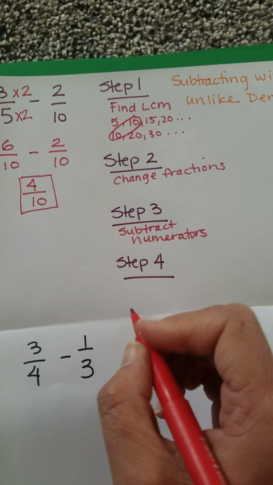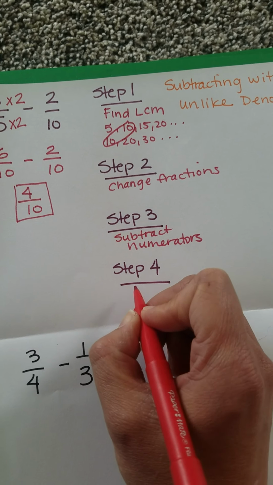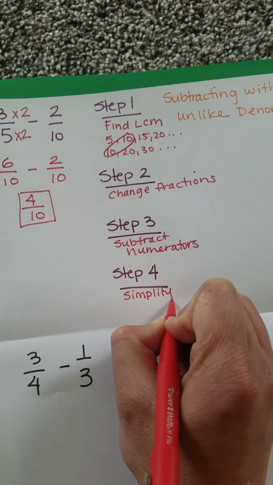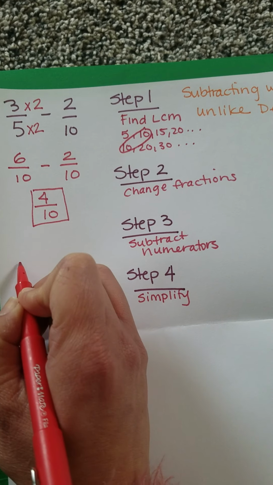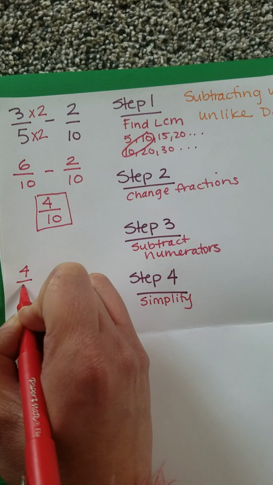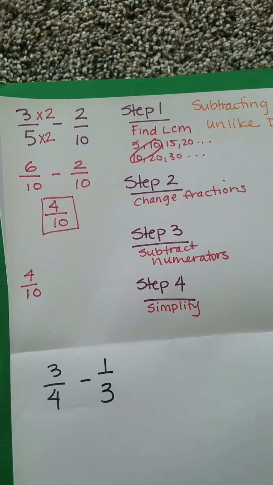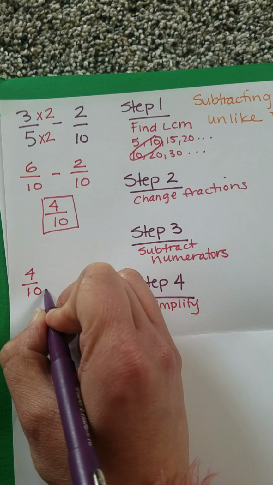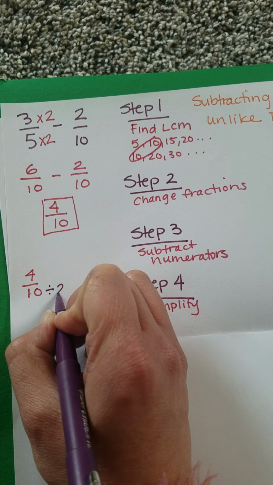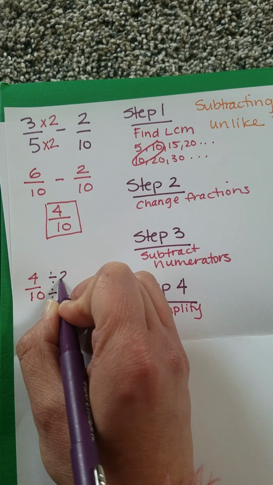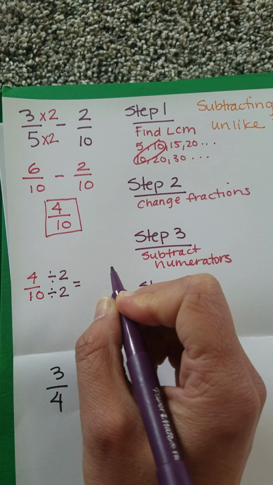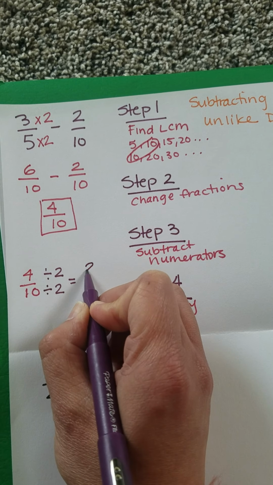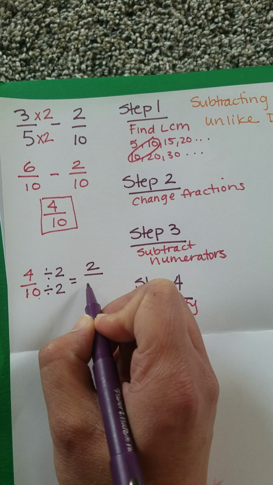Now, step 4 is something that your 5th grade teachers would love for you to attempt, and that's to simplify. That's to make it as small as possible. So I'm going to rewrite my 4/10 down here. And I'm going to think of my greatest common factor. What's the largest number that I could divide into both of them? And that's 2. So remember, whatever you do to the bottom, you do to the top. And now I'm just going to divide across. 4 divided by 2 is 2. 10 divided by 2 is 5.